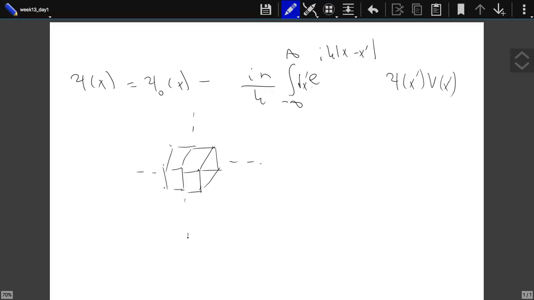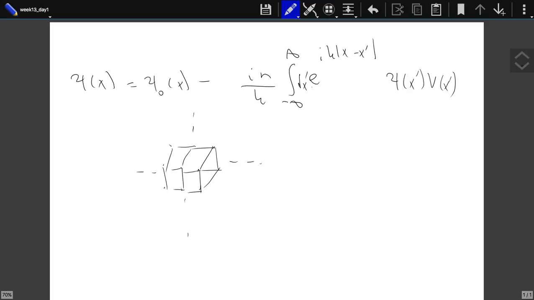What happens if you have a periodic potential? The simplest periodic potential, one we can actually solve, would be to take infinitely many Dirac deltas in one dimension, separated by the same distance.